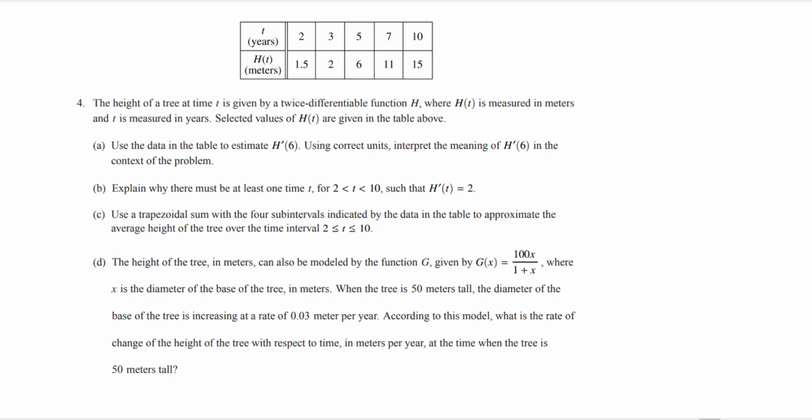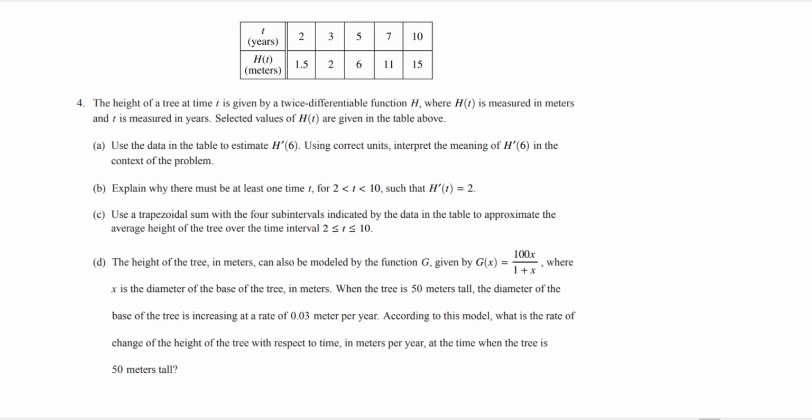All right, y'all, this is problem 4 from the 2018 exam. So let's go ahead and look at it. The height of a tree at time t is given by a twice differentiable function h, where h of t is measured in meters and t is measured in years. Selected values of h of t are given above.